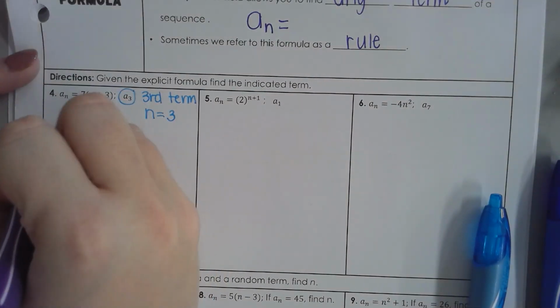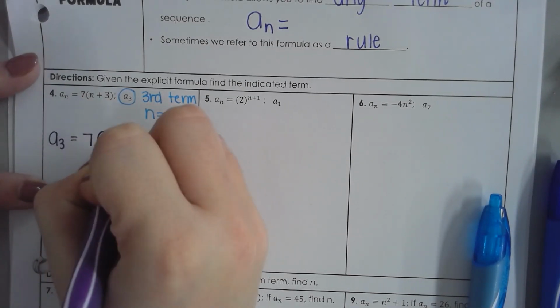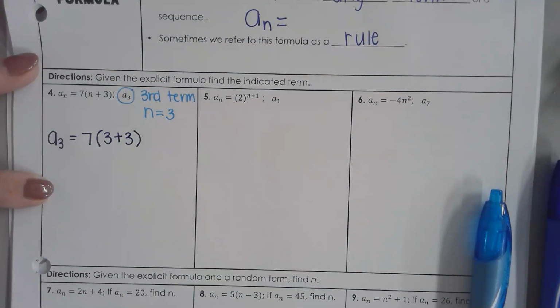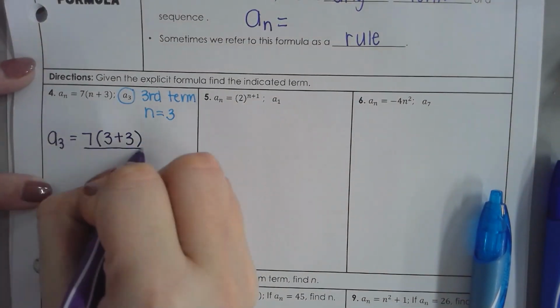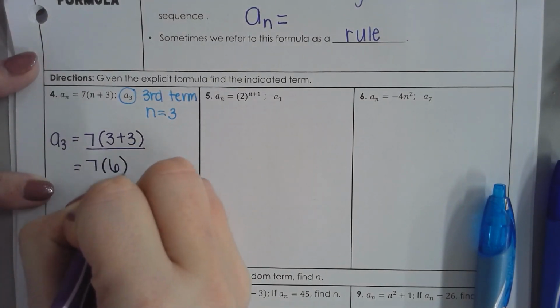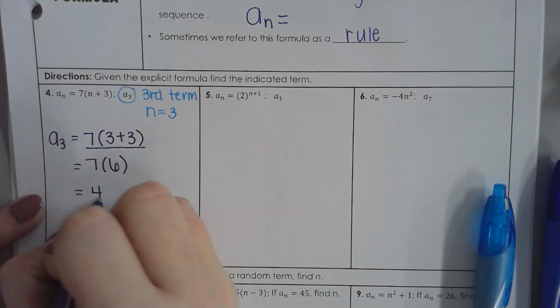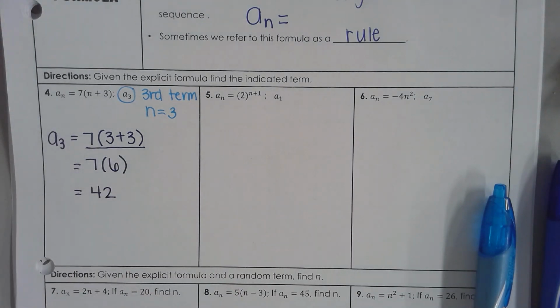So A3 equals 7 times 3 plus 3. And you can type this straight in the calculator. And you should get 42. You don't type in the AN part, just the numbers after the equal sign. And you get 42. So the third number in this sequence is 42.